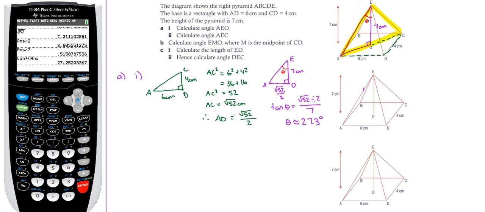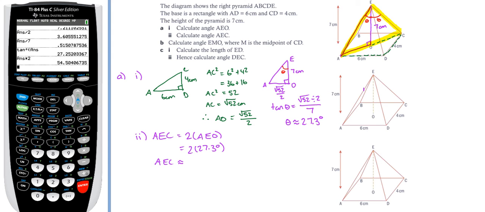And so what that actually does is it doubles up this angle at the top. So the interesting thing is AEC, which is the angle that spans all the way across the top of this yellow triangle, is actually just double the angle AEO, because I've literally just doubled that triangle by flipping it around to the other side of the pyramid. So I can just take this 27.3 degrees here, and I can double it. So angle AEC is going to be approximately 54.5 degrees.